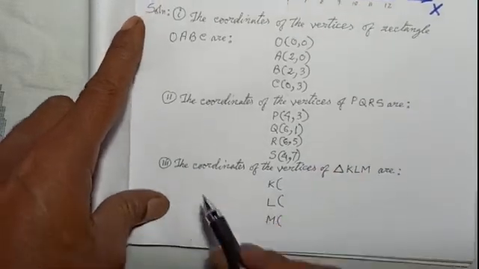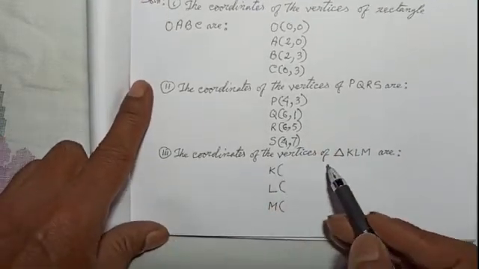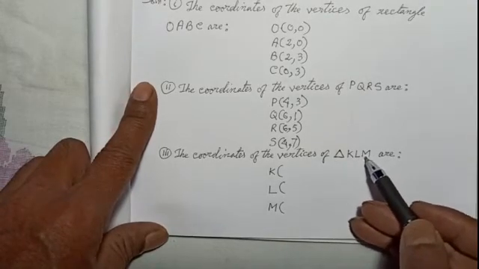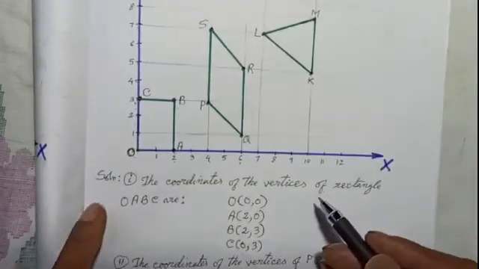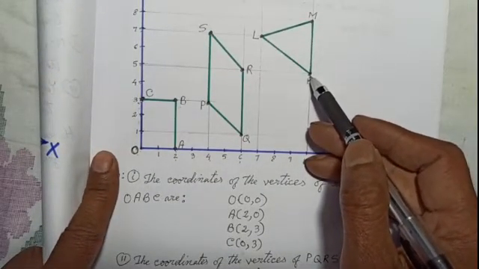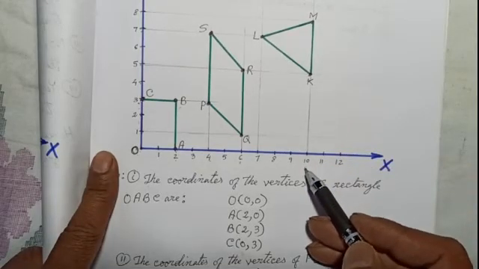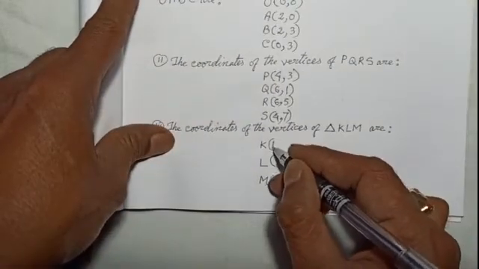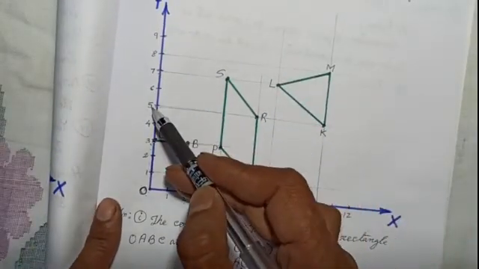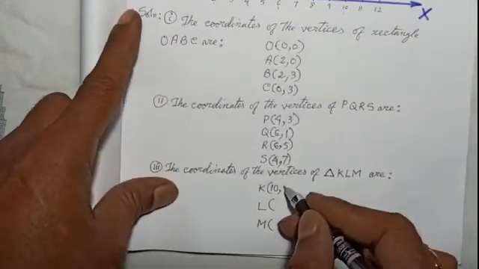Now Roman number 3. The coordinates of the vertices of triangle KLM. Let's write for K first. So here is K, and the value for the point K on the x-axis is 10. So 10. And for this point K, the value on the y-axis is 5. So 10 and 5.